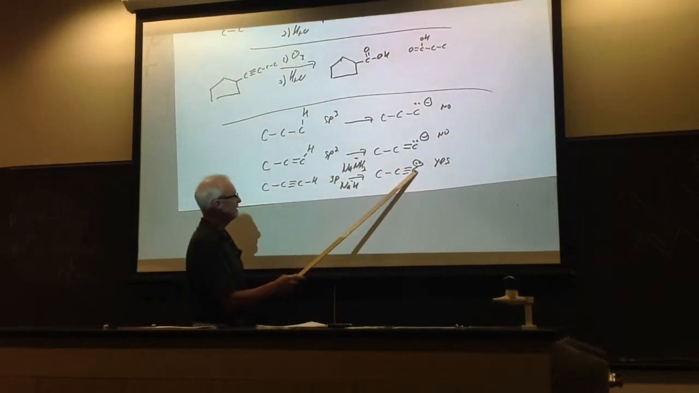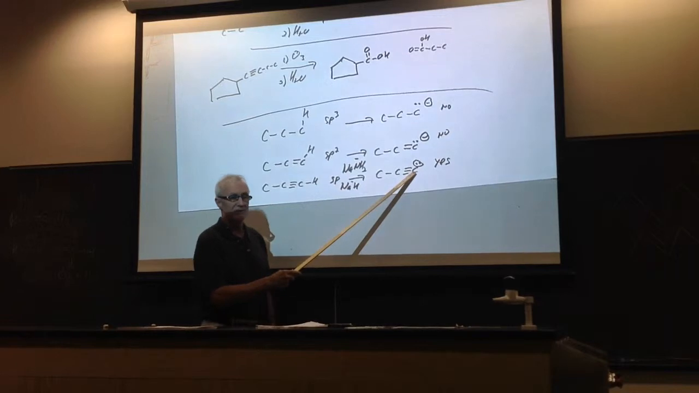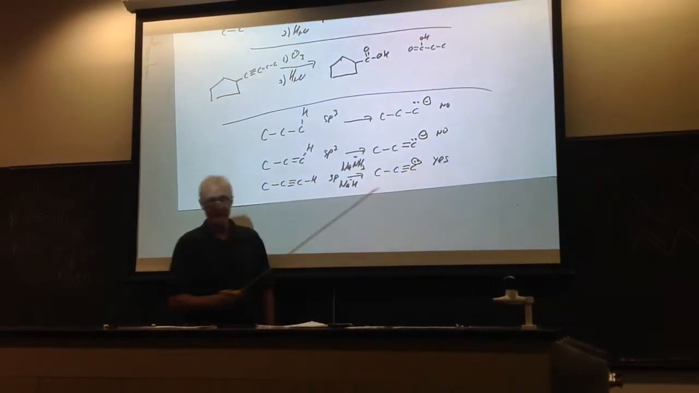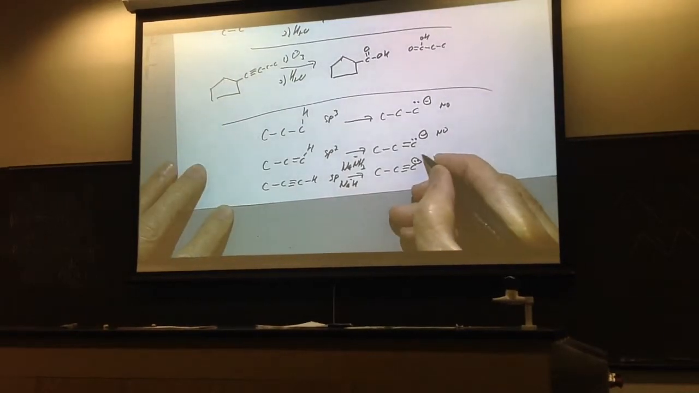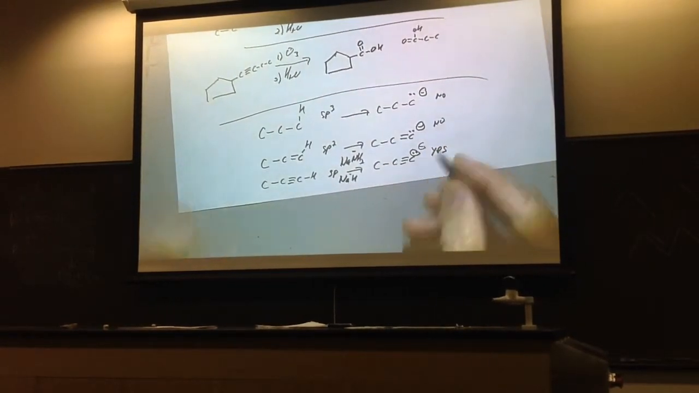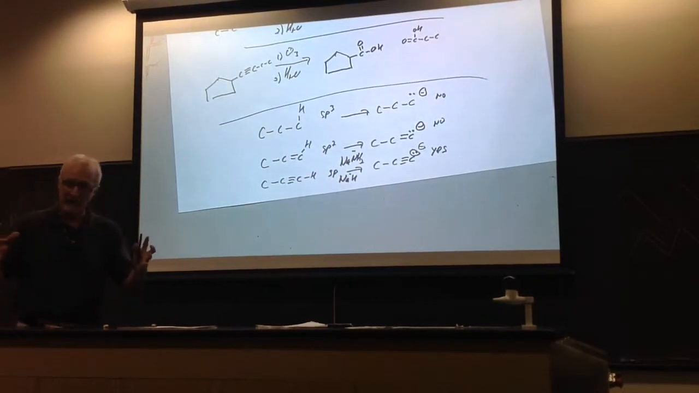This carbon is sp2 hybridized. These electrons are close to the nucleus. Electrons are negatively charged, and the nucleus is positively charged. The more s character a bond has, the closer that bond is to the nucleus.